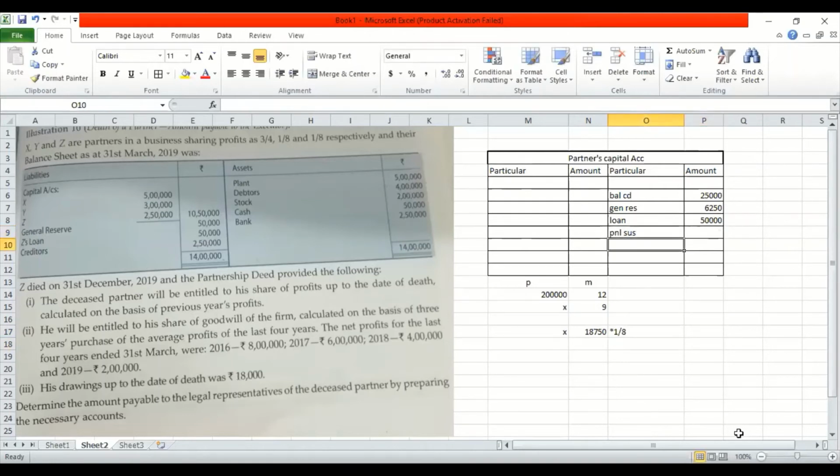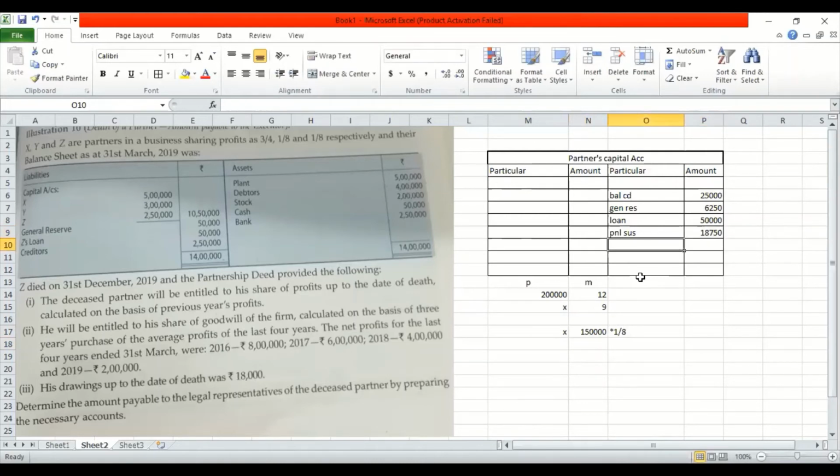Sorry, there's a small correction here. The calculation is 9 into 2 lakhs into 12. So your profit is 15,000 into 1/8. So that is 18,750. Now that is also done.